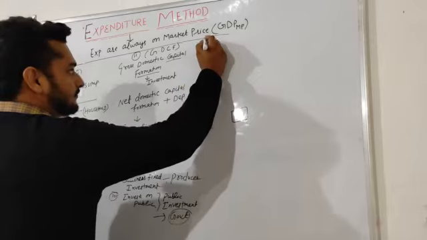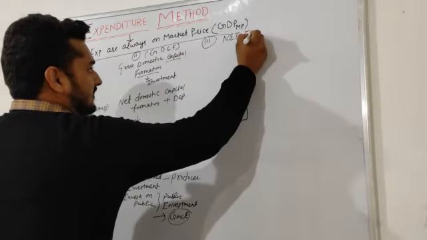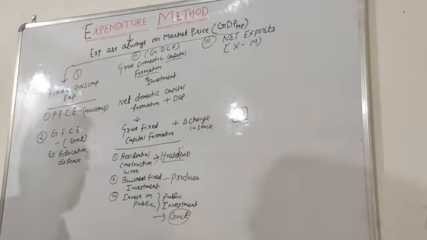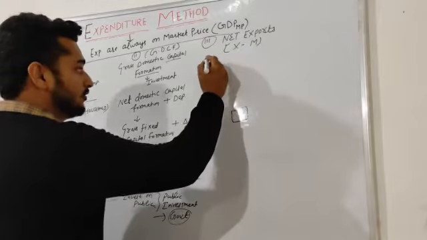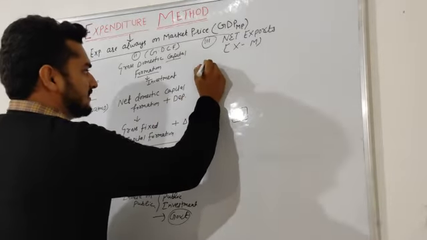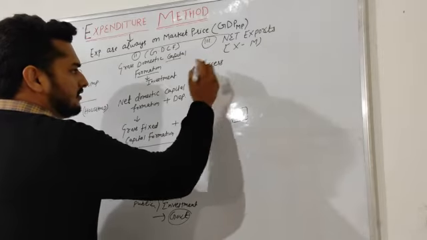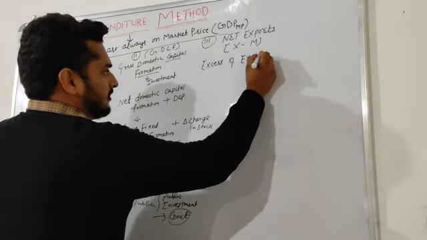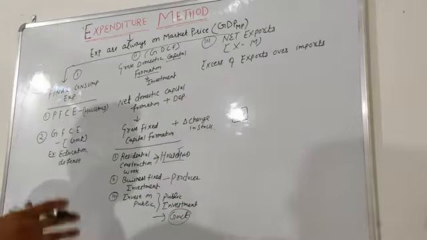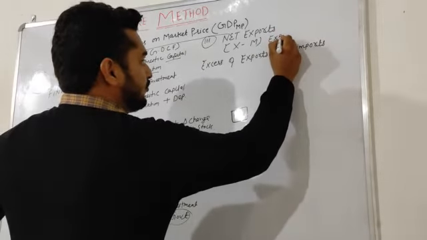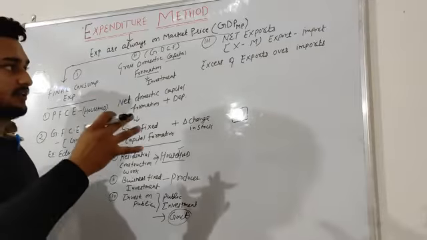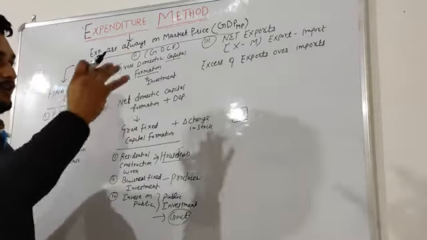Or at last, net exports, which is equal to X minus M. Now, sometimes the examiner will confuse you with a phrase like excess of exports over imports. Net export is equal to export minus import. So excess of exports over imports means our exports are more and imports are less.